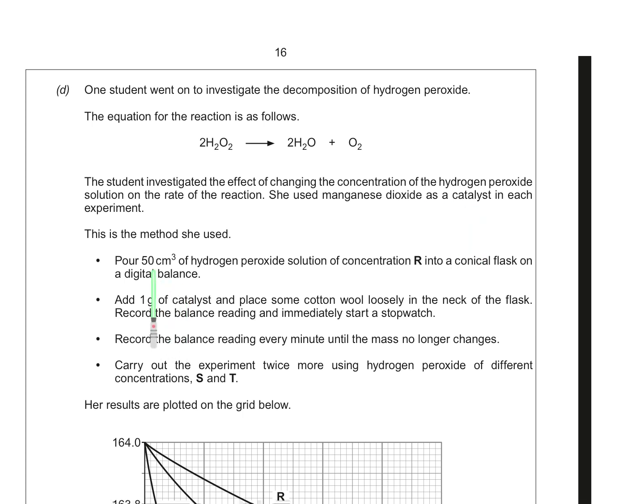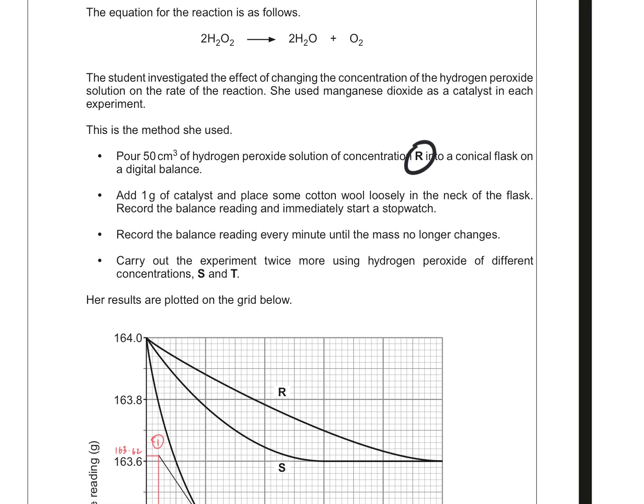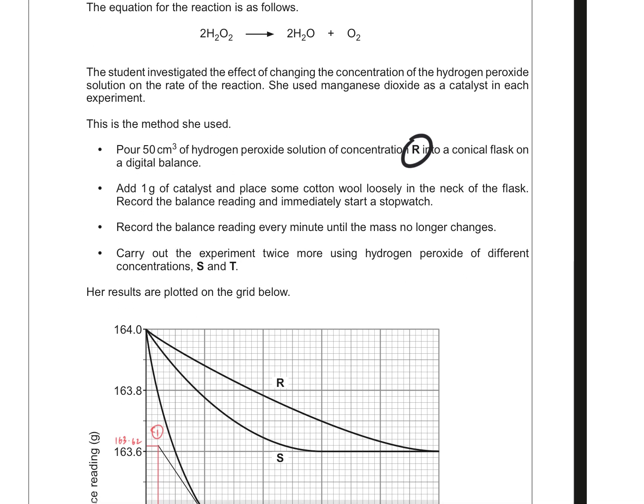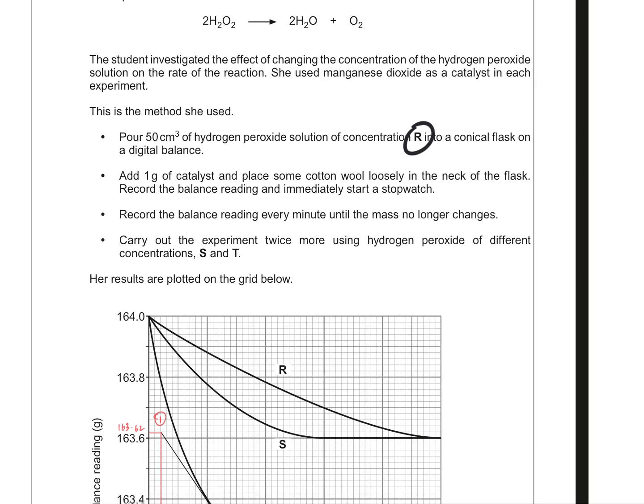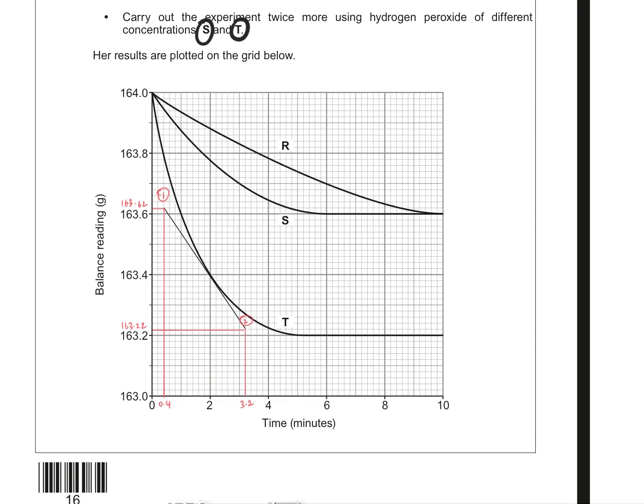This is the method. Pour 50 centimetres cubed of solution of concentration R into a conical flask. Add 1 gram of catalyst and place some cotton wool loosely in the neck of the flask. Record the balance reading and immediately start a stopwatch. Record the balance reading every minute until the mass no longer changes. Carry out the experiment twice more using peroxide of different concentrations S and T. Her results are plotted on the grid below.